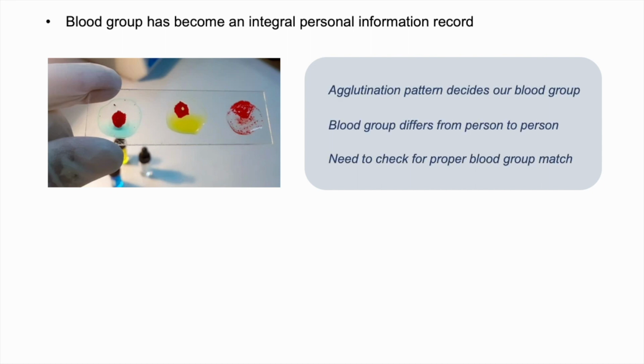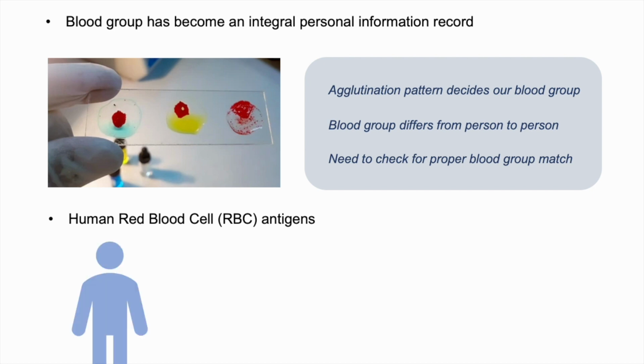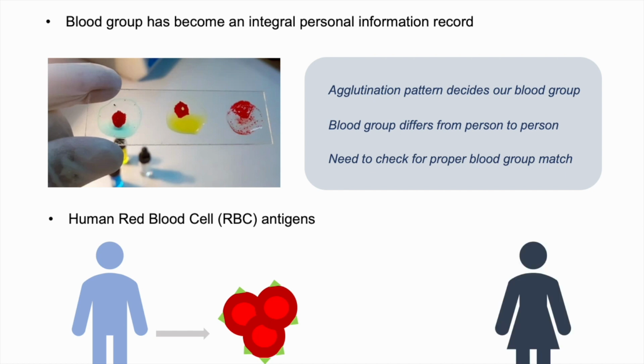Every individual's RBC has certain proteins, which we call antigens, expressed on its surface. So depending upon which antigen is expressed, the blood group of the person is decided. For example, if the A antigen is expressed on the RBC surface, then the blood group becomes A. In addition, if the RHD antigen is also expressed, then the person's blood group becomes A positive.